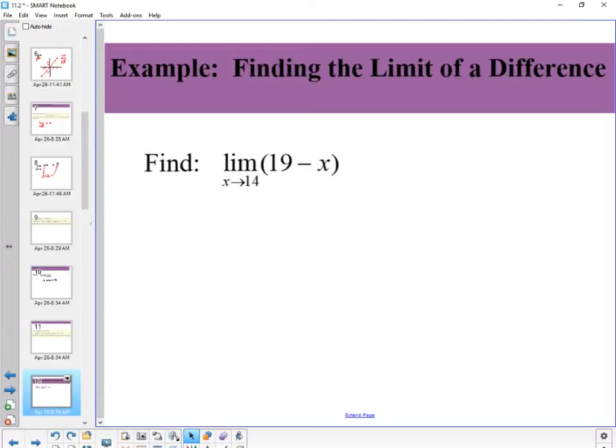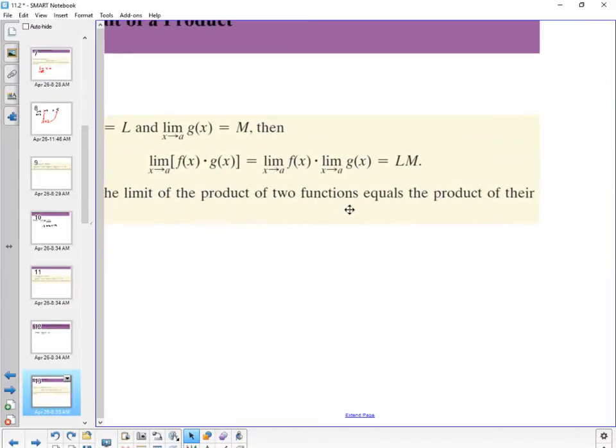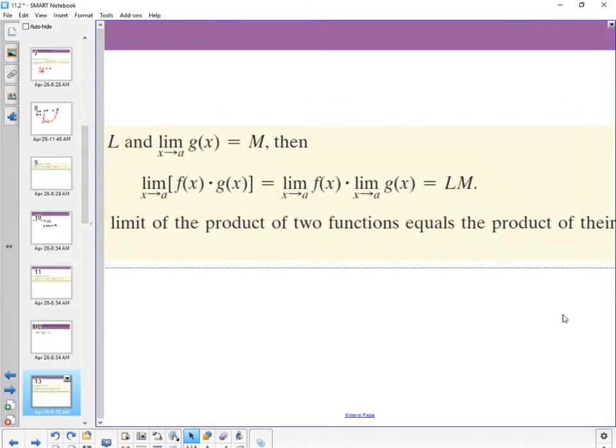5. So, I can find limits by adding them if it's the sum of two functions. I can do the difference of two functions. I can also do the product of two functions. So even if I'm multiplying two, I can find their two separate limits, and I can multiply the two.